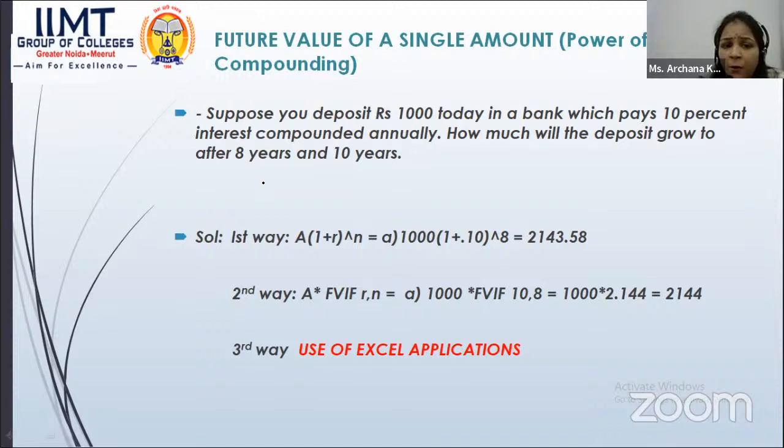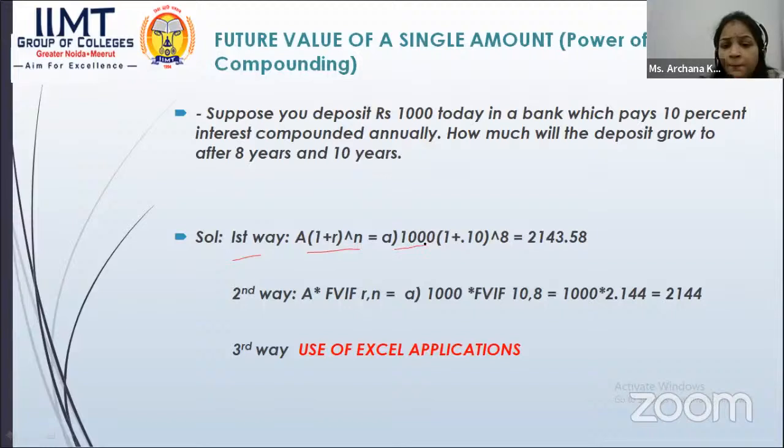That is the power of compounding. Example: suppose you deposit 1,000 rupees today in a bank, which will pay you interest compounded annually at the rate of 10%. How much will the deposit become after 8 years or 10 years? We have three ways of doing this calculation. In the first way, we can use the simple formula A into (1 plus R) to the power n.